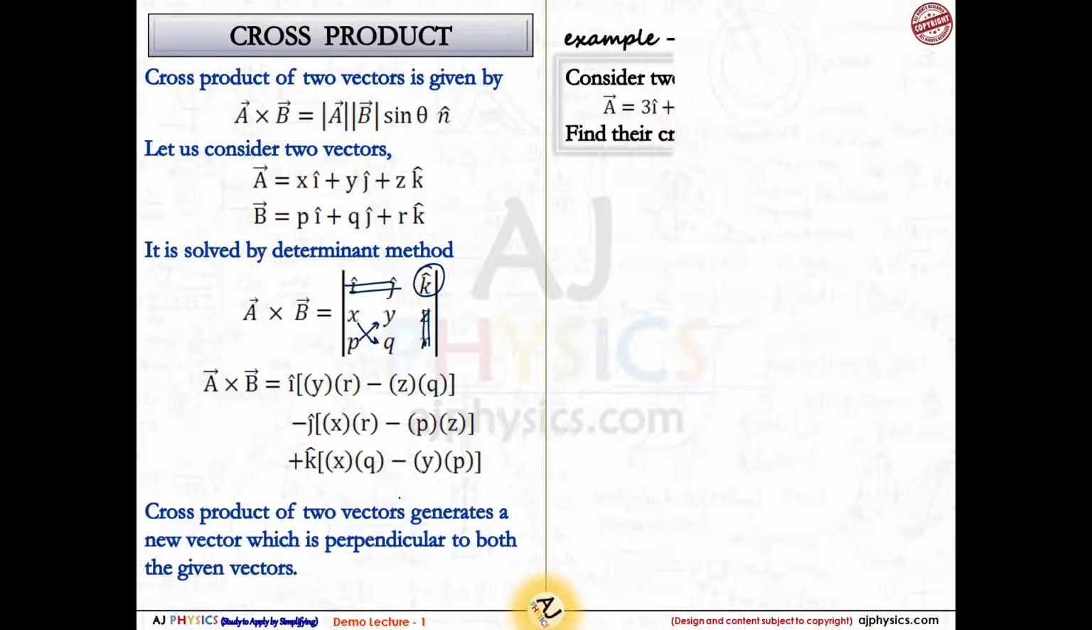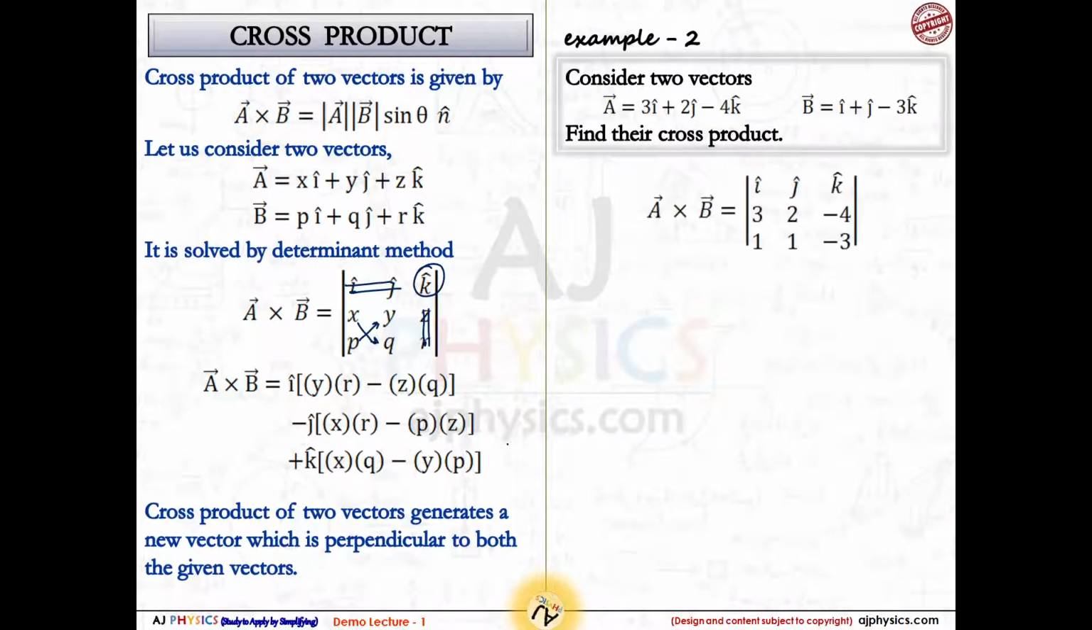And in the end, we have this k cap. So this will be, neglect these two values here. So this will be xq minus py. Fine. So this is as simple as possible. Now let's try to consider an example here. The vectors are the same as the ones I took in the previous example.